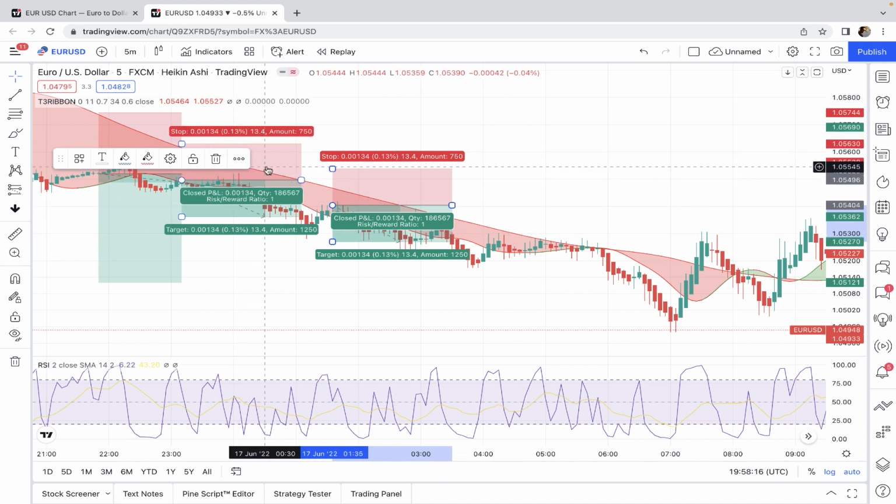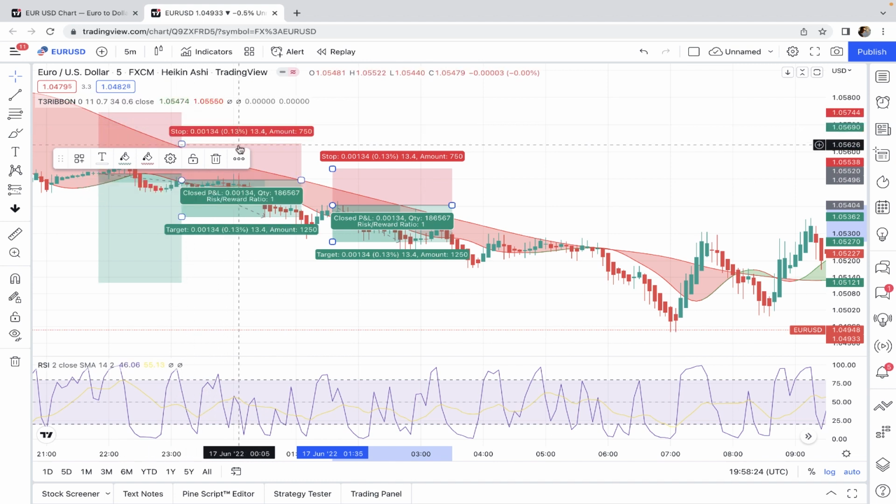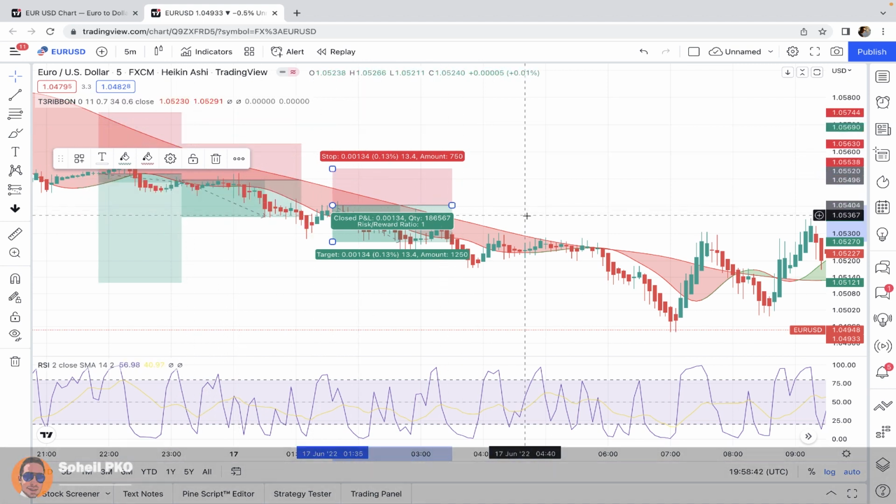After each pullback and another signal, it's a good idea to move your stop loss down and lock in your profit. You can also add to your position after each new signal, but this increases your risk, so it's not recommended for beginners and conservative traders, and it's better to minimize your risk as much as possible.